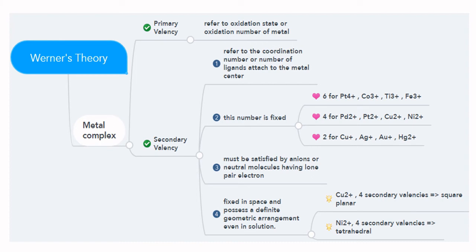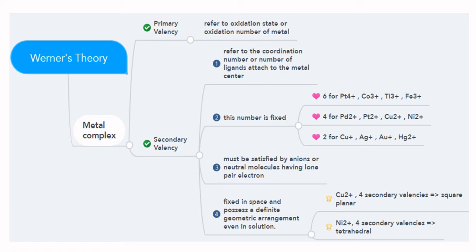Okay, what is inside Werner's theory? These are the contents of Werner's theory. Werner's theory is more on metal complexes, where he said that a metal complex can have two types of valency. The first one is the primary valency, and the second one is the secondary valency. The primary valency refers to the oxidation state or oxidation number of the metal. While for secondary valency, there are four main points. The secondary valency refers to the coordination number, or the number of ligands attached to the metal center.